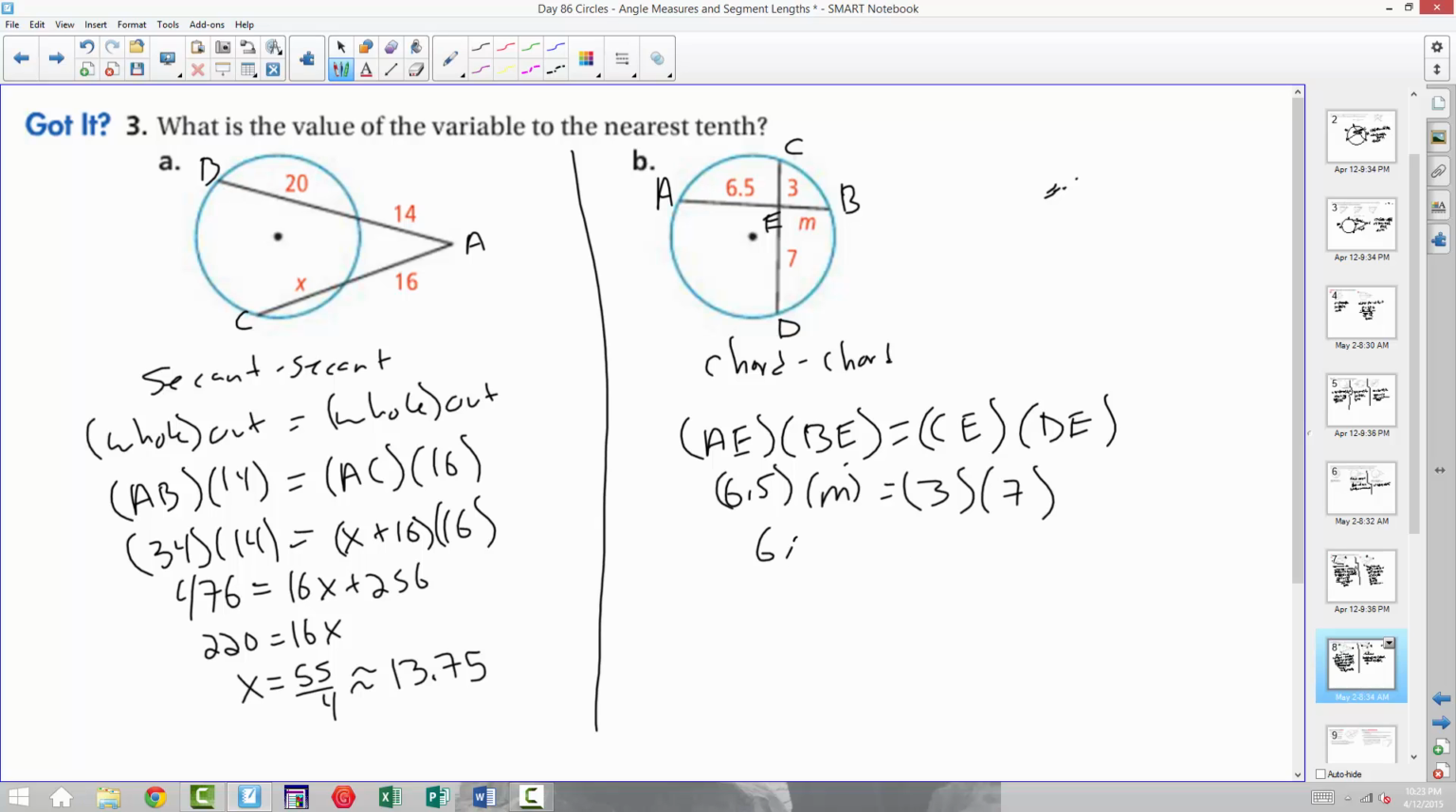So I have 6.5 M equals 21. So M equals 21 divided by 6.5, which is 42 over 13, which is about 3.2.